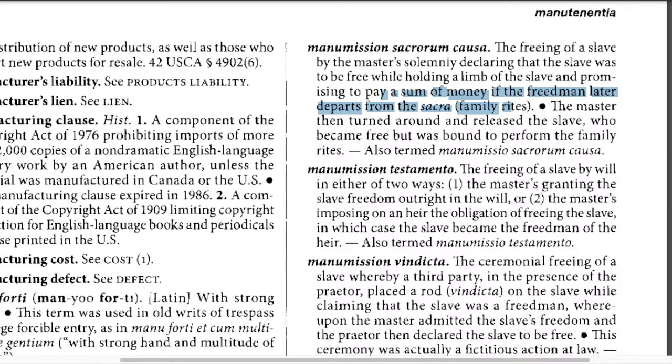So the manumission sacrorum causa, the freeing of a slave by the master, solemnly declaring that the slave was to be free, while holding a limb of the slave, and promising to pay a sum of money if the freedman later departs from the sacra family rights. The master then turned around and released the slave, who became free, but was bound to perform the family rites. The freeing of the slave by will was done in either of two ways: the master's granting the slave freedom outright in the will, or the master's imposing on an heir the obligation of freeing the slave, in which case the slave became the freedman of the heir.